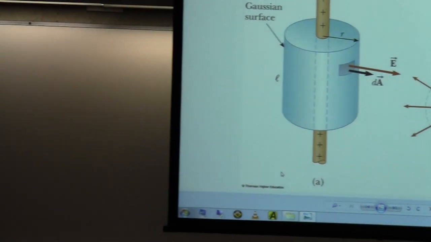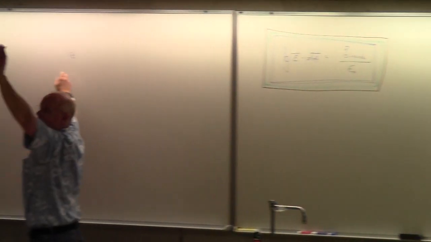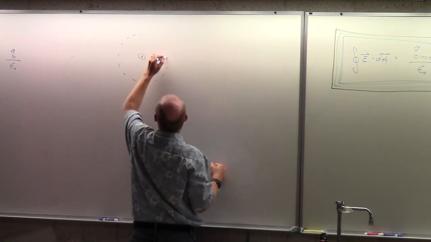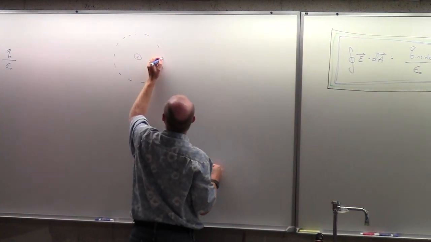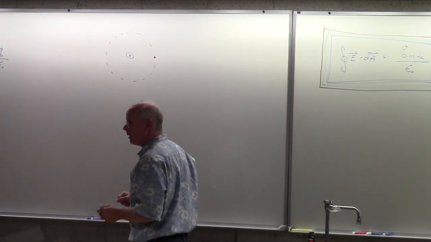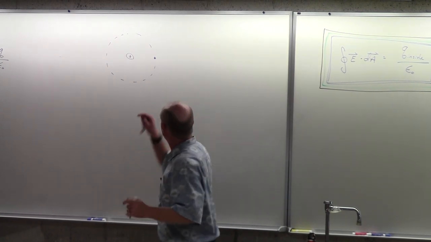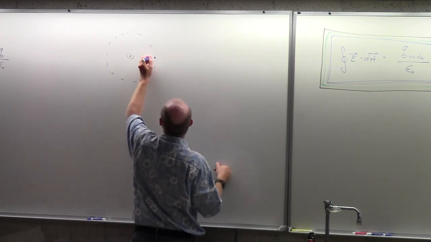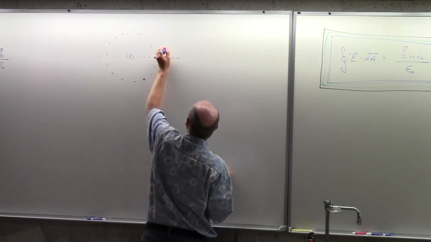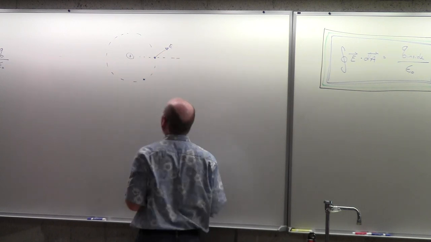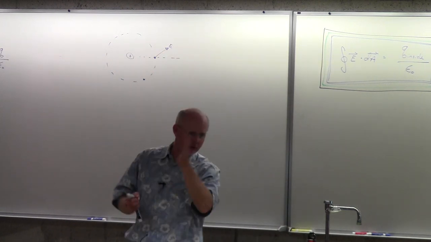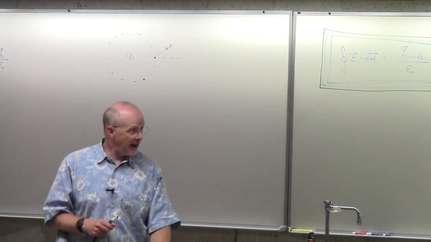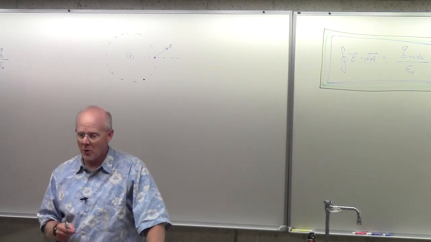If this is my line of charge right there, and it's going out of the board and into the board, and I go a distance r away from it, right here. You just told me that the electric field should have the same strength here as here. But what about its direction? I'm going to put a dotted line. Would it be possible for the electric field to maybe head off at some angle other than radially outward? And I'm going to say no, but why? What would be your argument here?